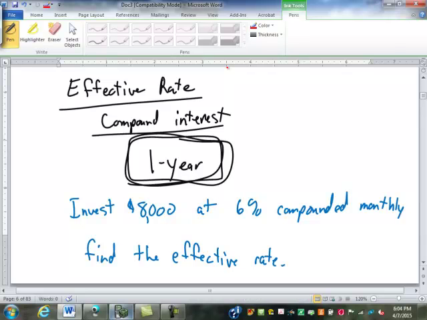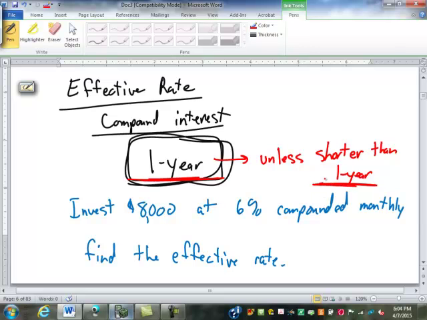Do we care? No, we're not looking for a future value. We're just looking for the effective rate. When we're talking about effective rate, for compound interest at least, our time is always going to be used as 1 year. Unless the investment itself is shorter than 1 year. And we'll look at examples of that in just a minute. So that is a big condition there.